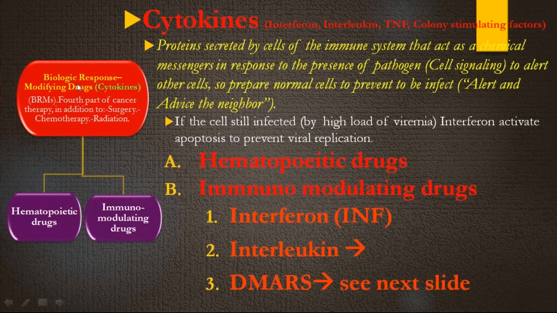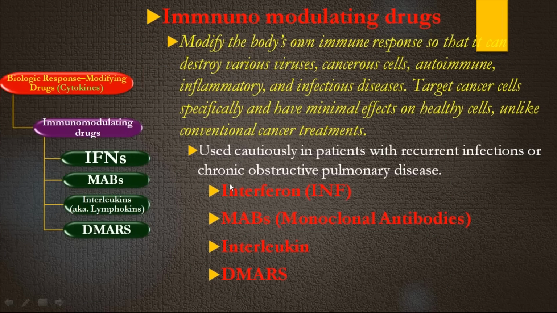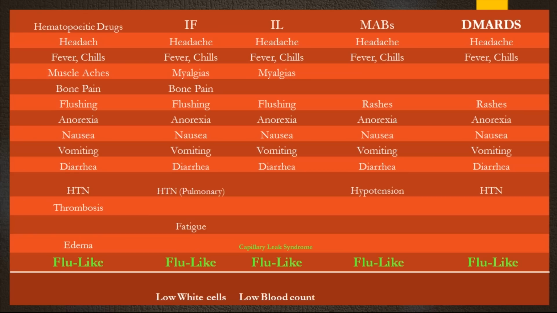All right, so here we have, let me see here, 21. Cytokines. So let's talk about the biological response modifying drugs. For this, I want to go straight to the difference between them. Here we have hematopoietic drugs. Hematopoietic drugs are the ones that can increase the red blood cells, or the platelets, or the white cells.